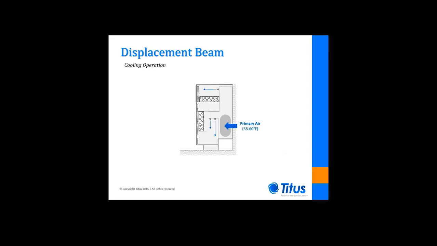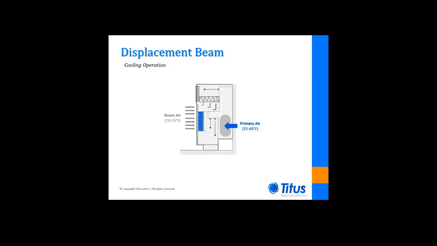During cooling mode, preconditioned primary air at 55 degrees is delivered to the unit by the air handling unit. This air pressurizes the primary air chamber and is discharged by several rows of induction nozzles into the upper and lower mixing plenums. Mechanical energy created by the nozzles draws room air through both the cooling and heating coils.